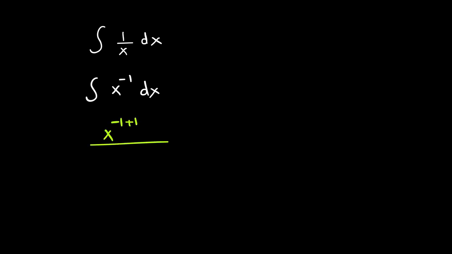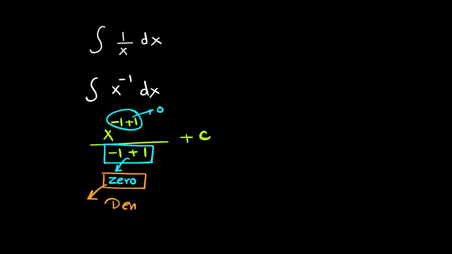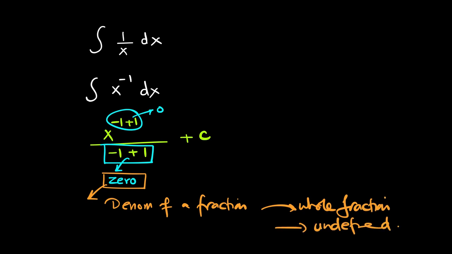One last example. What if we want to integrate 1 over x dx? This is actually x raised to the power of minus 1 dx. The rule is increase the power by 1, divide by the new power plus a constant of integration. But there is a small problem. That is, the denominator becomes 0. The power also becomes 0. But the rule is, if the denominator of a fraction is 0, the whole fraction becomes undefined. So when the whole fraction becomes undefined, we cannot proceed. That means there has to be a separate technique for this kind of problem.